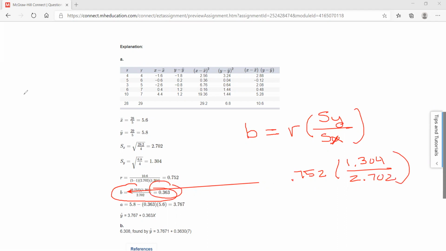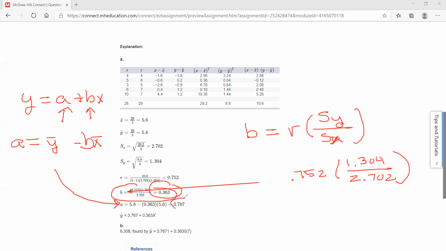Now, because our equation is y equals a plus bx, we basically just figured out the b part, the slope. Now we need to figure out the y-intercept, which is a. Your formula for that, I'm going to write right here. It's a is equal to y bar minus b times x bar. So now that you got b, that's what they're going to plug in right there, and then what you get is your a.